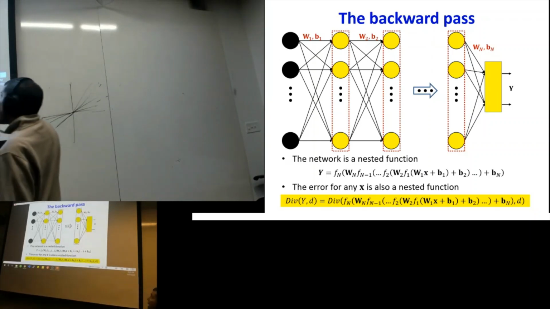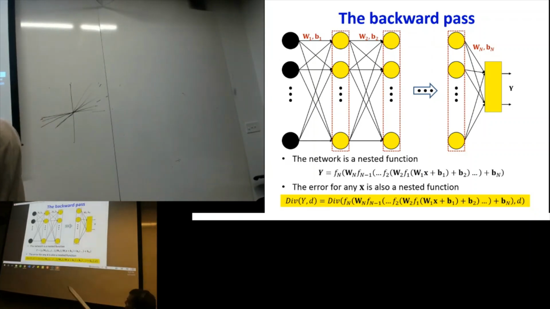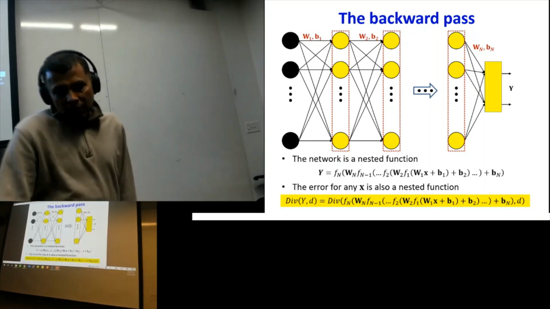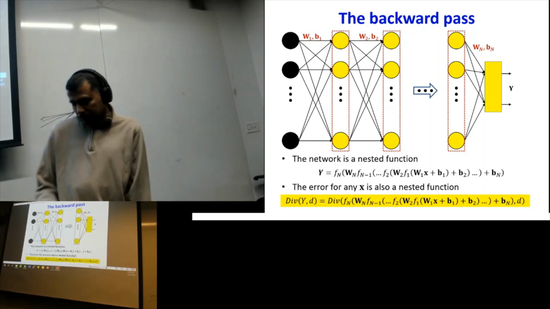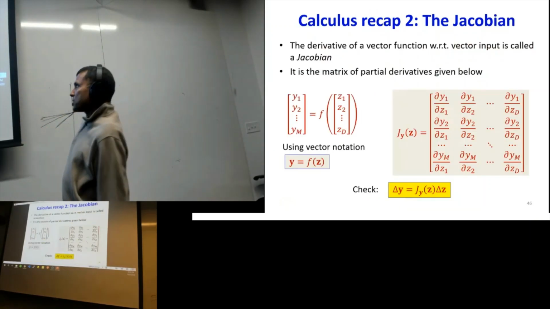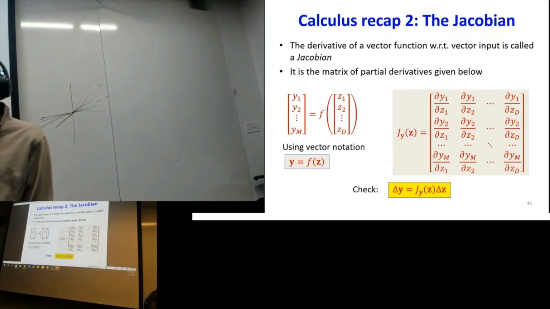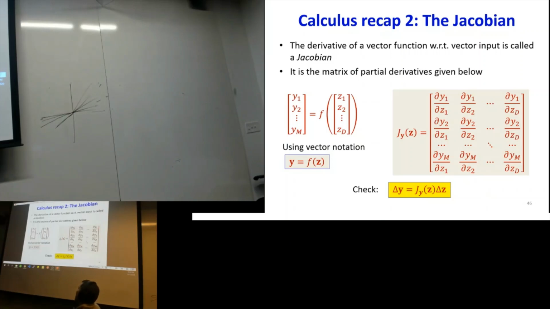And now when I compute a divergence of this output with respect to a target, the divergence is computed on y, which is simply the output of the final layer. So the divergence is also a nested function. It's a divergence applied to the output of the final layer, which is a function applied to the output of the penultimate layer, and so on, all the way to the first layer. So this is just a nested function. Now, before I proceed, we'll just go through a tiny bit of calculus before we continue.